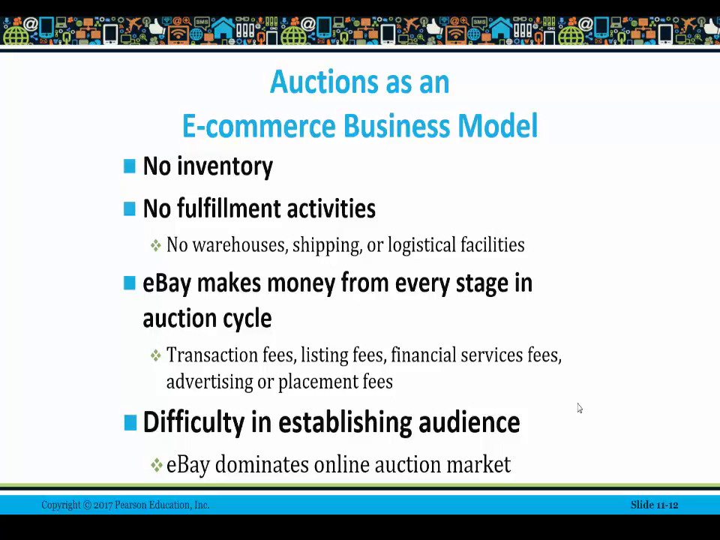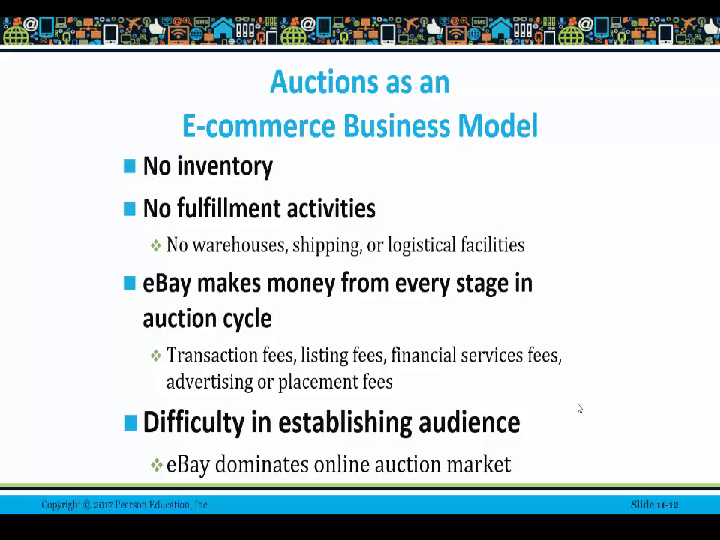However, it is on the cost side that online auctions have extraordinary advantages over ordinary retail or catalog sites. Auction sites carry no inventory and do not perform any fulfillment activities. They need no warehouses, shipping, or logistical facilities. Sellers and consumers provide these services and bear these costs. In this sense, online auctions are an ideal digital business because they involve simply the transfer of information.